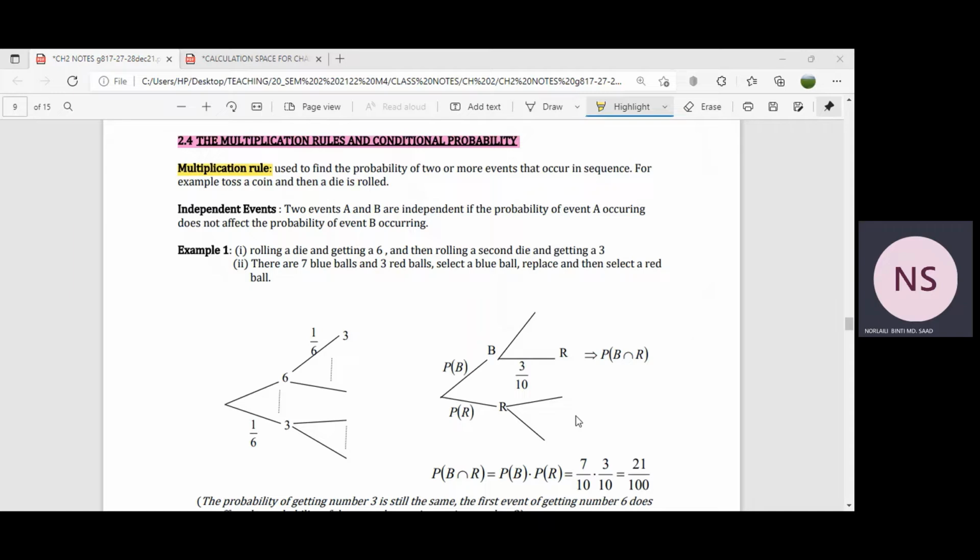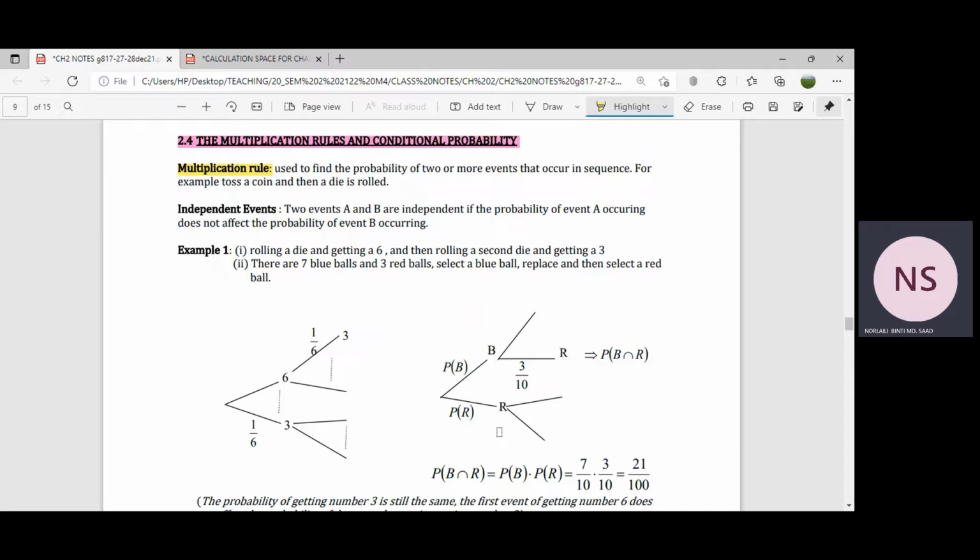Hopefully you can see the slide. The multiplication rule is used to find the probability of two or more events that occur in sequence. For example, when we toss a coin, that will be the first event, and the second event will be when we roll a die. So we have a sequence of two events here, so we are dealing with the multiplication rule.